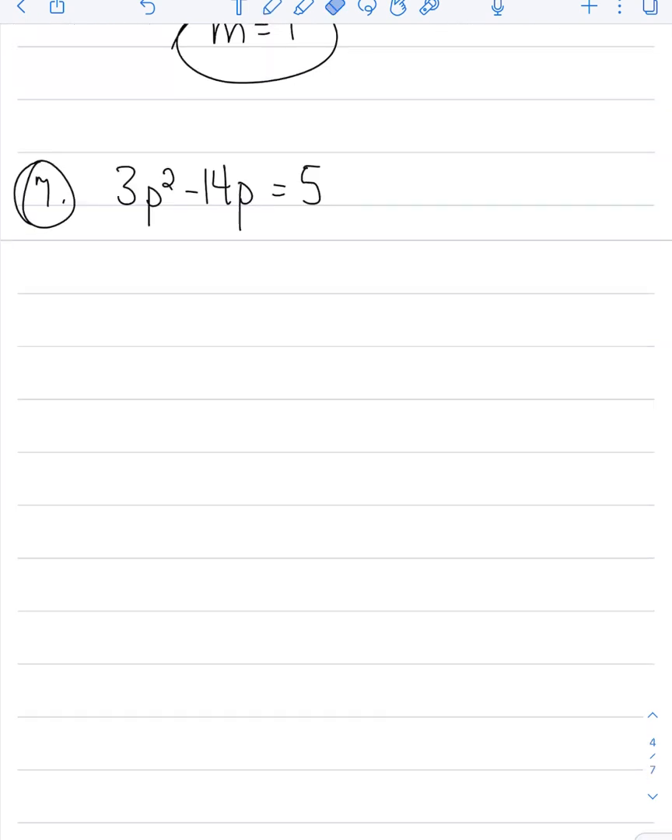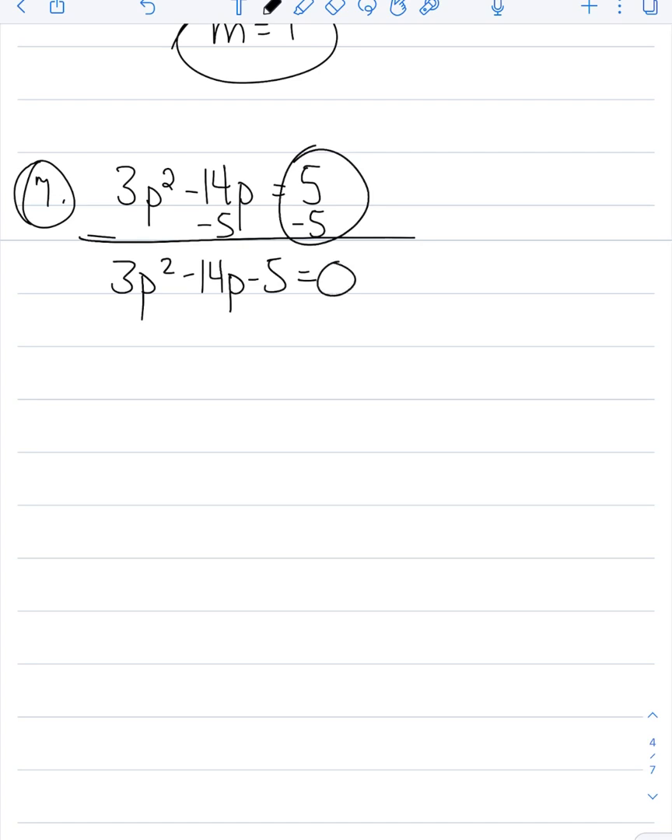All right, number 7, 3p squared minus 14p equals 5. So remember, first we want to make sure that we set our equation equal to 0. Since it's equal to 5, I'm going to subtract 5 from both sides. I get 3p squared minus 14p minus 5, and then 5 minus 5 is 0. Now that I have it set equal to 0, using Magic X and slip and slide will help me factor that. So my b is -14.